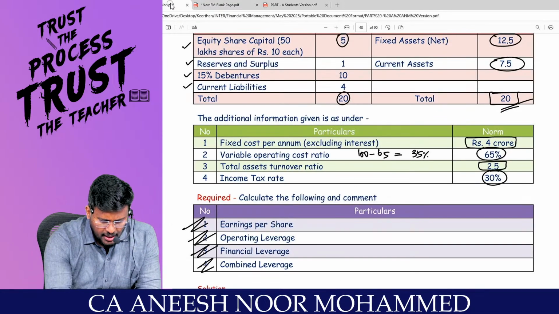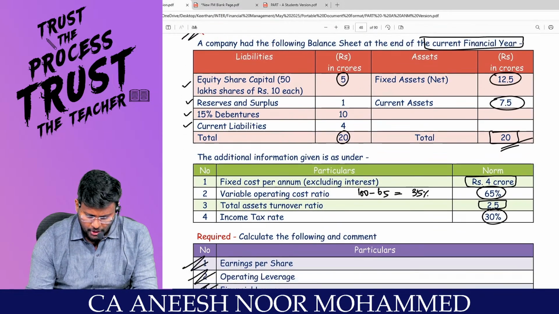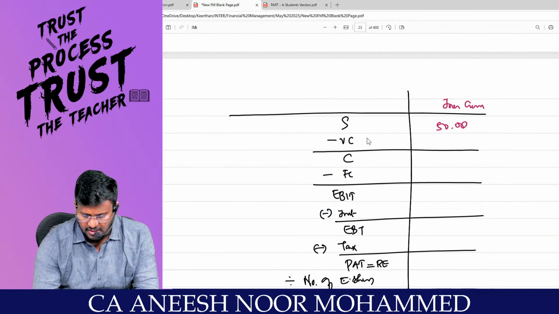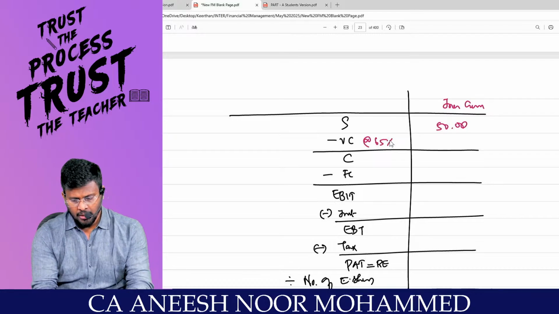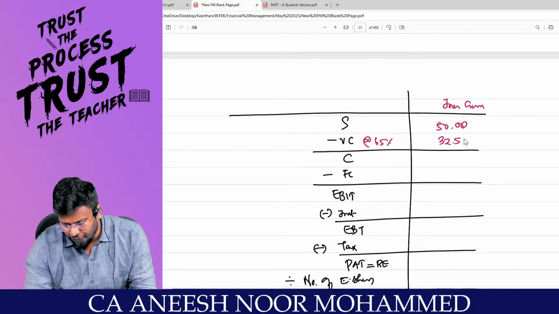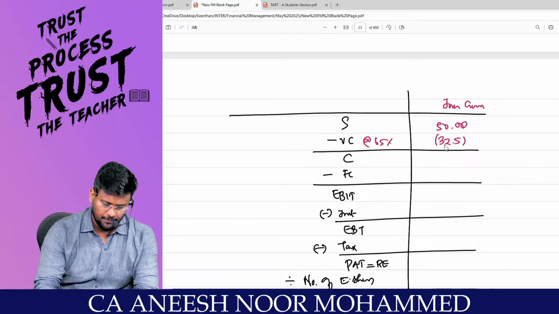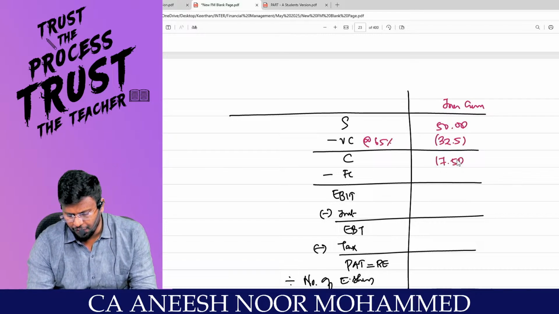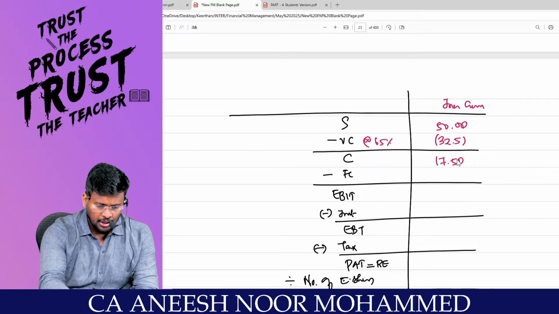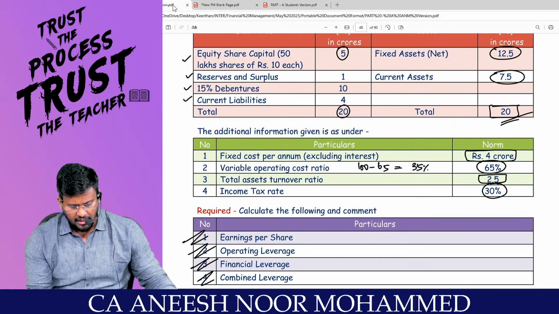In that, the variable cost ratio given in the question is 65%. So variable cost at the rate of 65% of 50 crore is 32.5 crore. So 50 minus 32.5 comes to 17.50, which is the contribution.